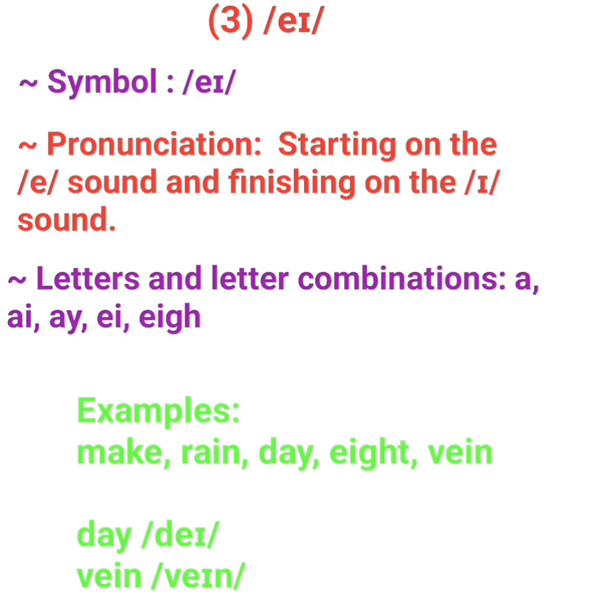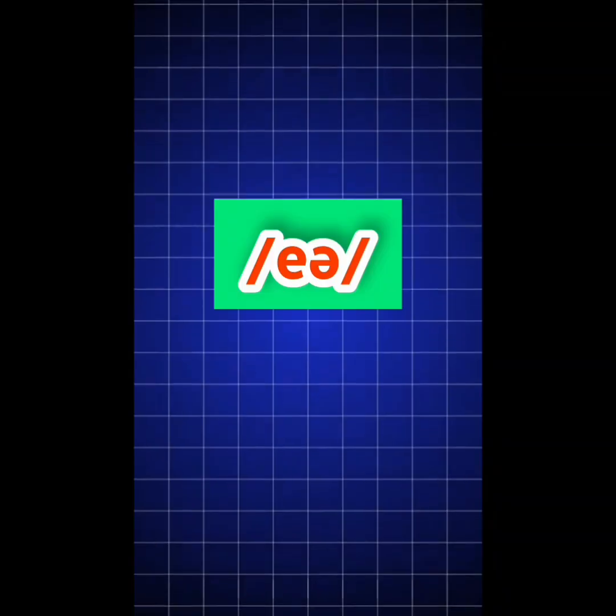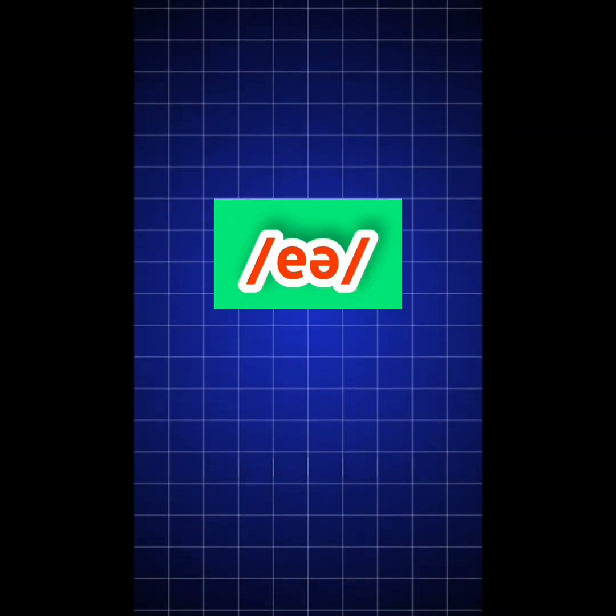Whenever you have AI, AY, EI, EIGH, they give the /eɪ/ sound. We use this particular symbol to represent the sound. For instance: make, rain, day. Now to the fourth diphthong.